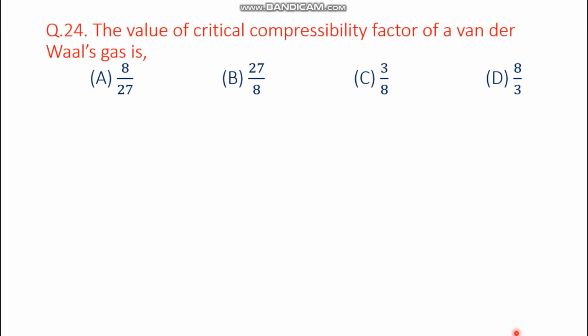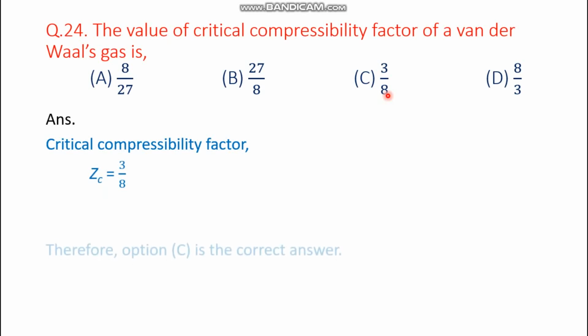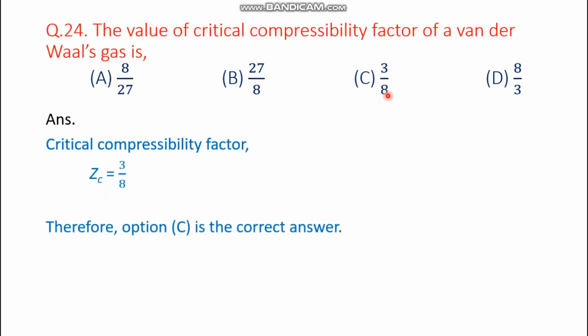The first question for this lecture is: the value of the critical compressibility factor of a van der Waals gas is what? Four options are given: 8/27, 27/8, 3/8, and 8/3. This is the value 0.375. We know that, isn't it? Therefore, the critical compressibility factor ZC has the value 3/8, and the correct answer is option C. This is the correct answer.